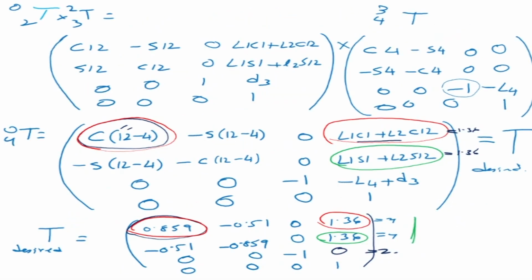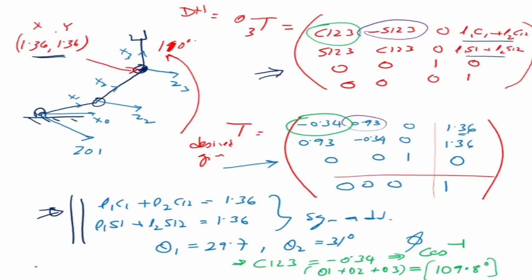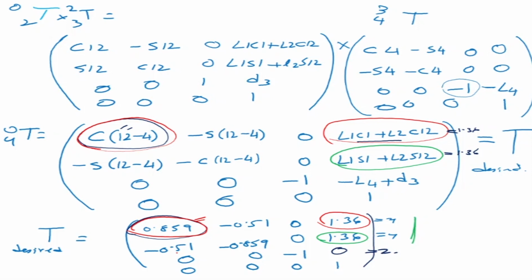Okay, so in this case, the value that I had put here corresponds to cos inverse of 0.859, which was equal to 30.79. Okay, there is a slight error I made. Let me check this. So here what we have got is desired is 0.859. So cos of theta 1 plus theta 2 minus theta 4 is equal to 0.859. Inverse cos of 0.859 is equal to 30.79. So it is minus theta 4.